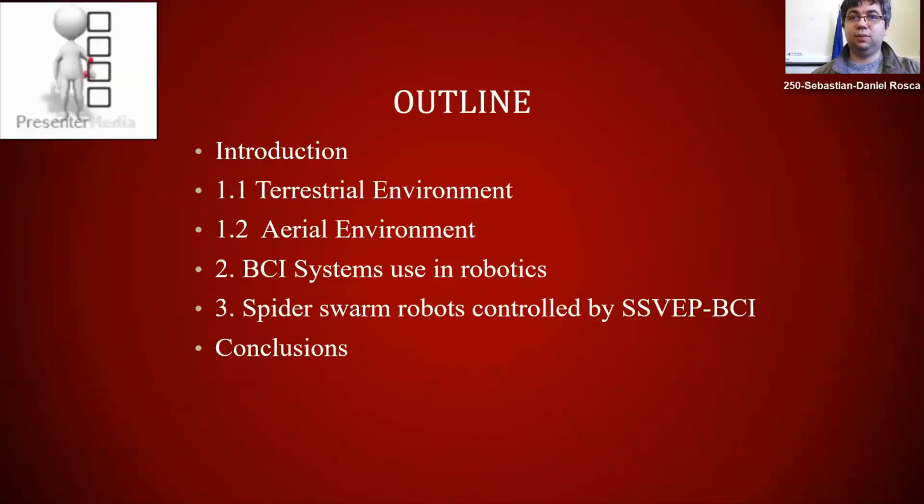The three main chapters described are the introduction to terrestrial and aerial environments, the BCI system used in robotics, our prototype, how it works, and our conclusion so far.